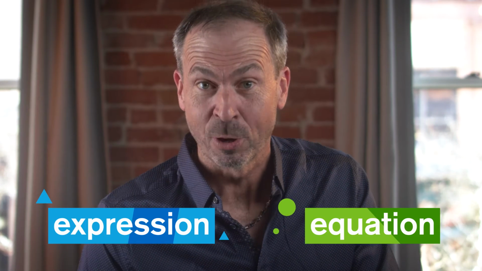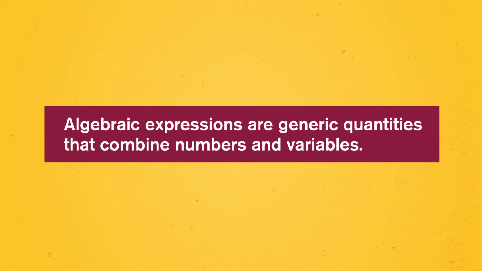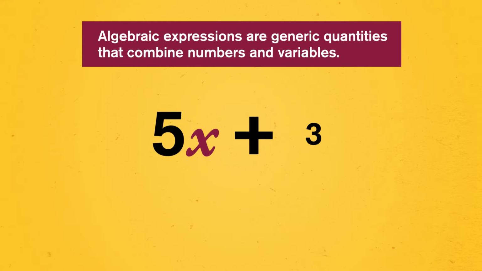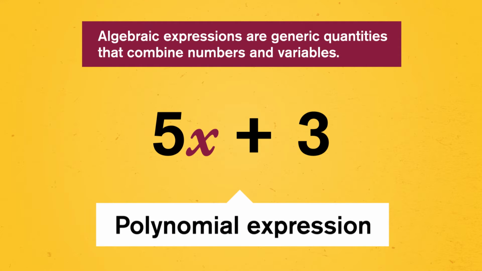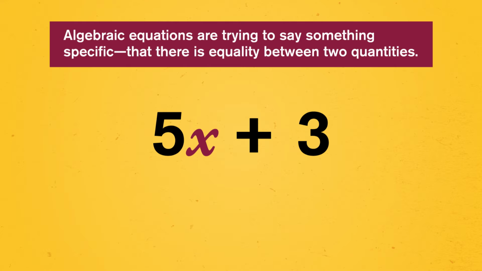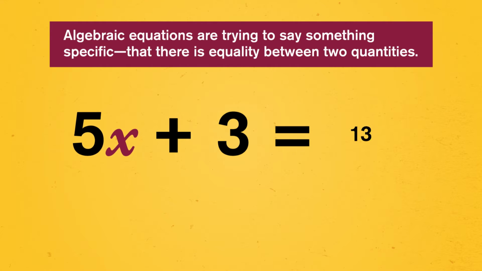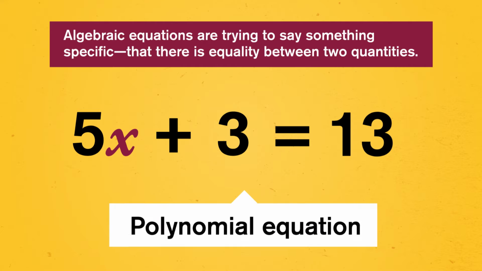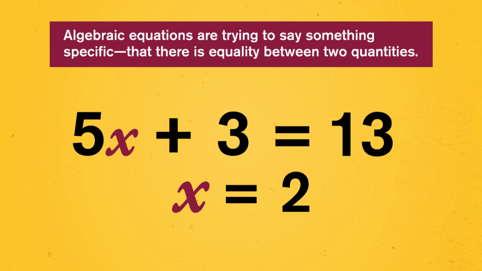Before we dive in, let's remember the difference between an algebraic expression and an algebraic equation. Algebraic expressions are generic quantities that combine numbers and variables. 5x plus 3 is a polynomial expression because it's just a quantity, and it's polynomial because the variables have only whole non-negative exponents. And here, x can be anything. But algebraic equations are trying to say something specific, that there is an equality between two quantities. For example, 5x plus 3 equals 13 is a polynomial equation with a single solution, x equals 2.